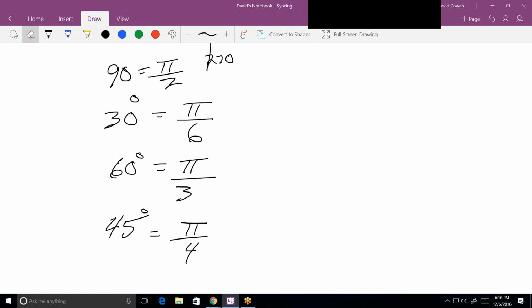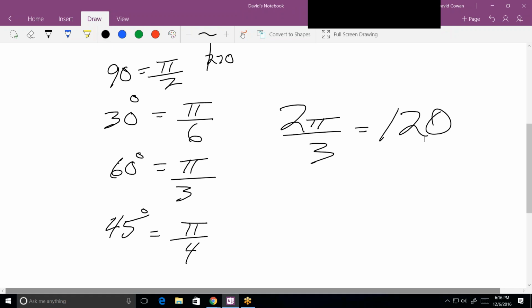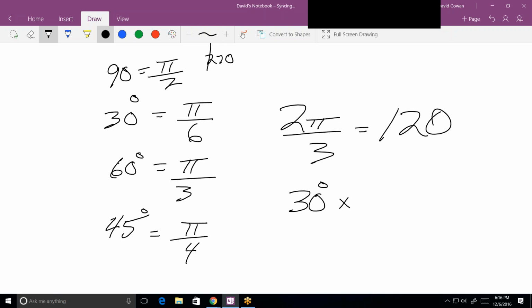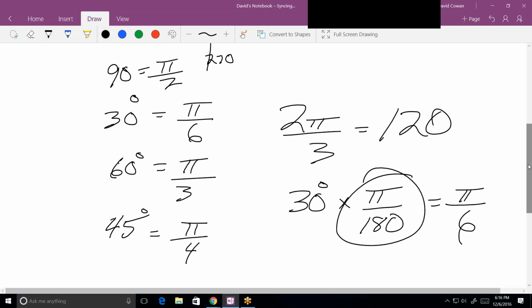What is 2 pi over 3 equal to? 180. No, 120. So using this system of converting between radians and degrees is a rather nice one. Now, the official way, if I'm going to convert 30 degrees, is to multiply it by pi over 180. That's the official conversion factor. It gives you pi over 6, same thing. Okay. Now let's go back to our unit circle.